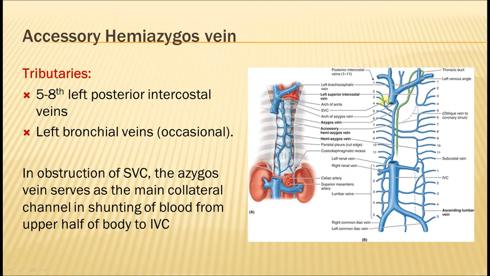Prior to termination of the azygos vein, if there is obstruction, it will go to the internal thoracic, anterior intercostal, posterior intercostal. From there, it will reach the azygos vein. So that is the path taken by the venous blood in the obstruction of the superior vena cava. So that is about the azygos system of veins.